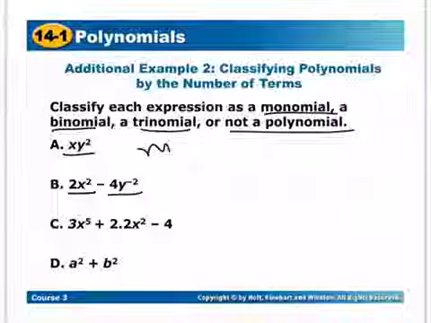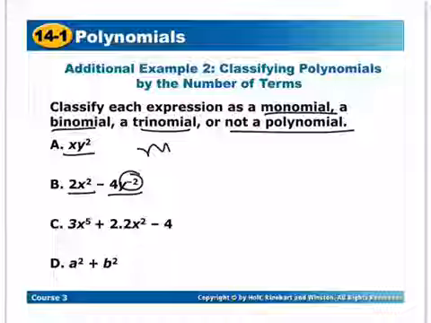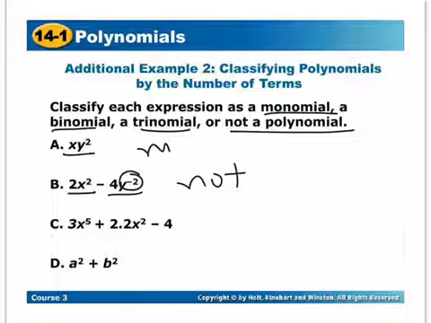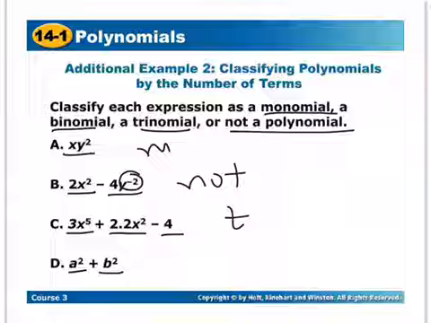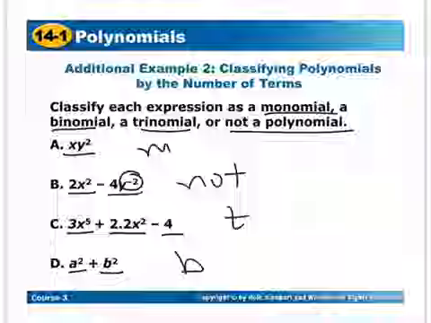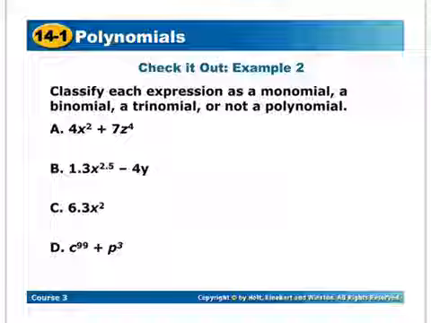Okay, so this one here, we've got a number with a variable with a positive exponent. And the second one looks like we've got two terms, but what kind of an exponent do we have here? We have a negative exponent, so this is not one. Now C, we have a number with a variable, positive exponent, it's good. We've got another number with a variable with a positive exponent, that's good. And we have a whole number. So this is 3 terms, so this would be a trinomial. Okay, and for D, we've got 2 terms, so this would be a binomial. So let's see if you can try one on your own. I'll give you a few moments.